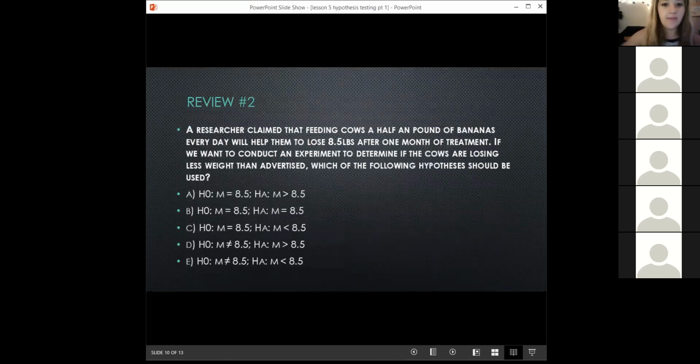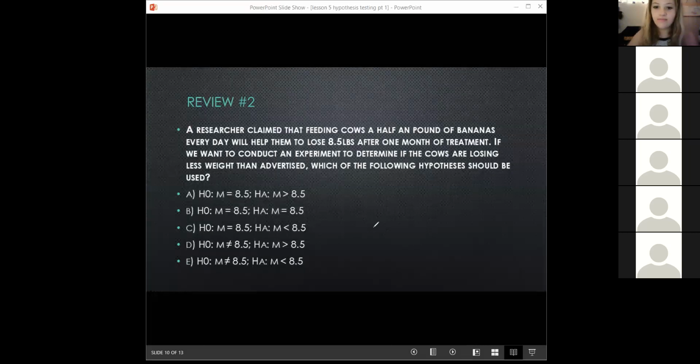Oh, these M's should be Mu's. I'm never using a cute font again. Okay, this is Mu. Just so you know, all these little things are Mu's. Okay, so go ahead, try this one. Let me know what you think.